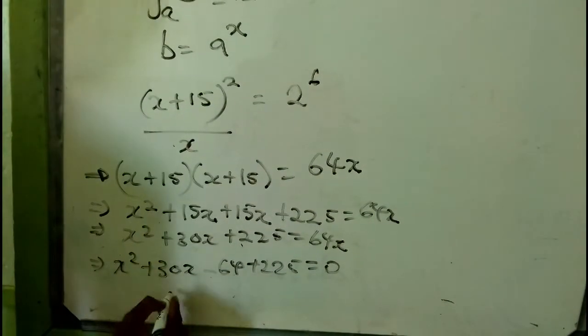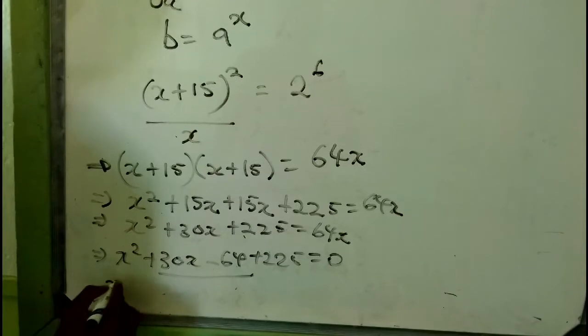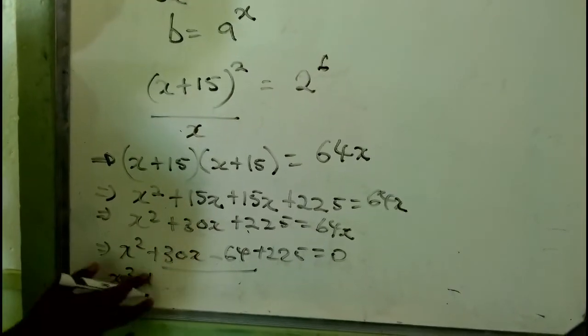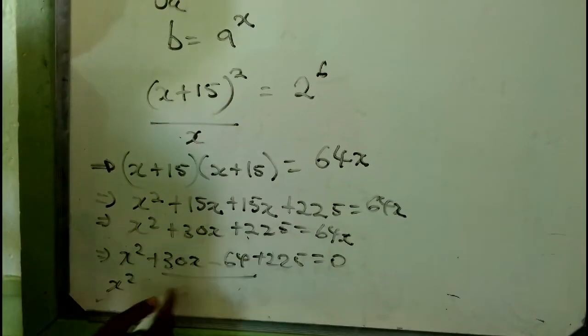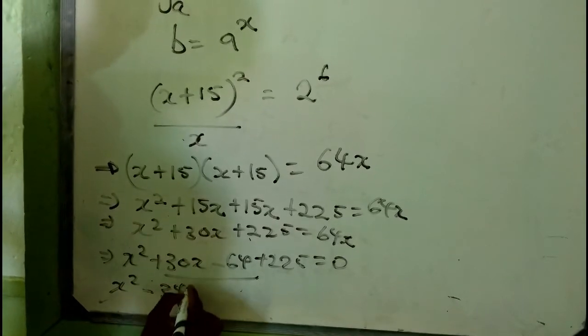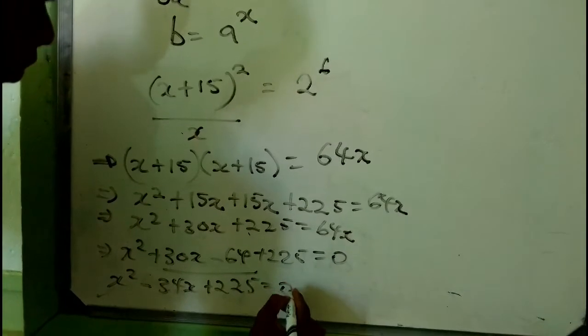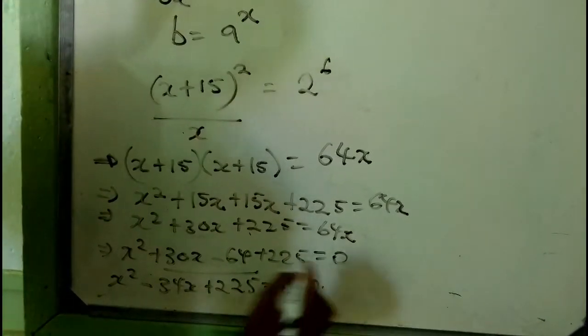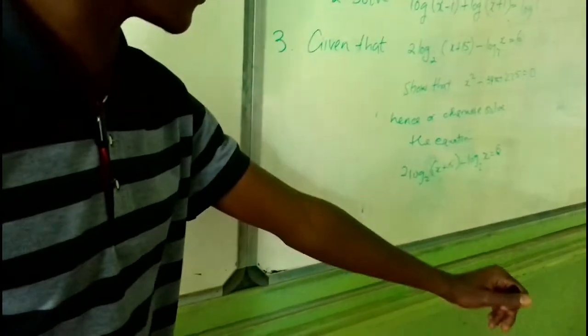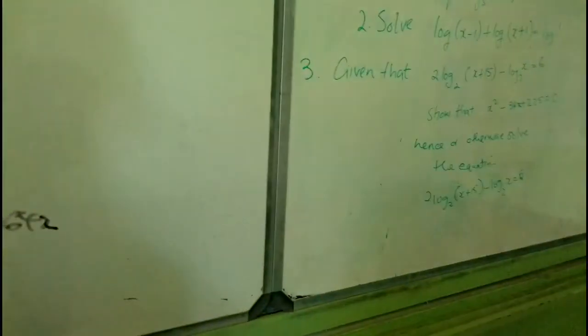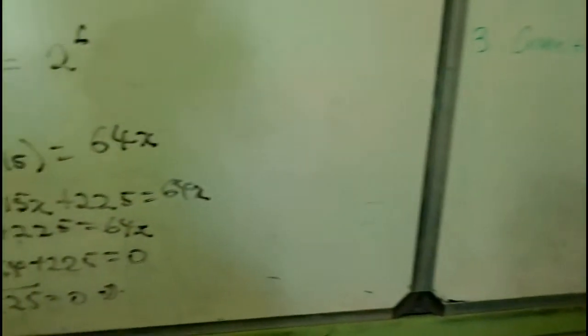Then if we solve these, we get x squared plus, if we say 30 minus 64, we get minus 34x plus 225 being equal to 0, which is equal to the one that we are asked to show that it reduces to. So we got the answer.